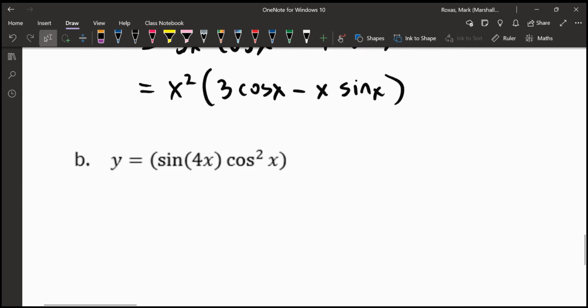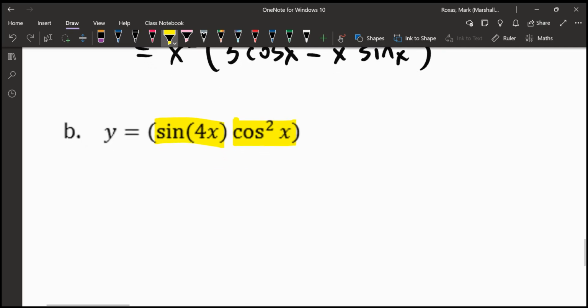The next question, y equals sine 4x times cosine squared x. Okay, again, using product rule. What is the first function? You got sine of 4x. Notice how the argument is a linear function, 4x, so you're going to use a chain rule here for that one. And the second function is a cosine squared x, where the cosine is the outside function. Okay, so be very careful here.